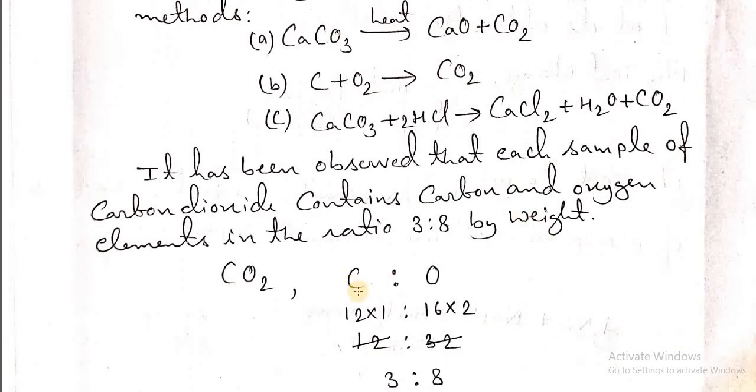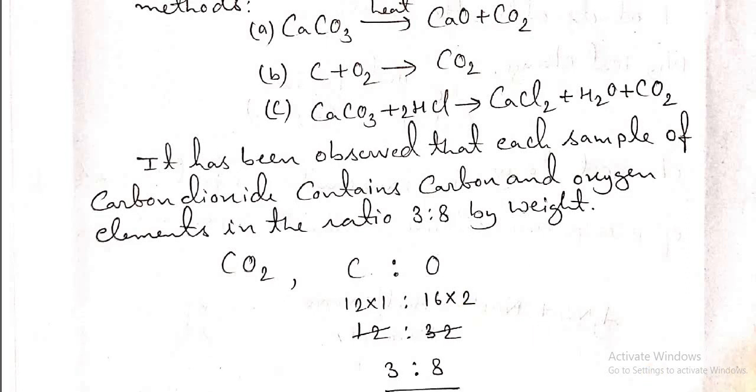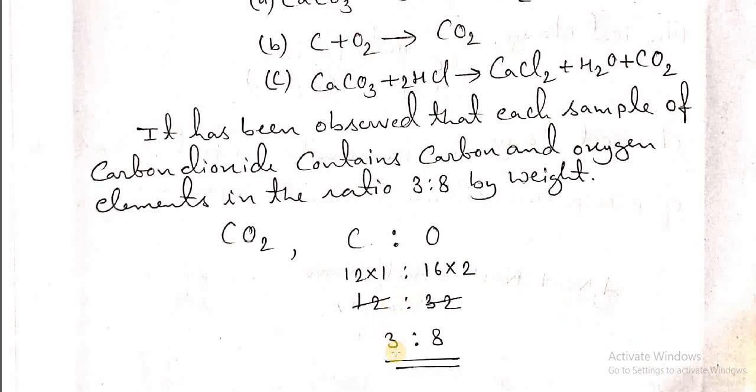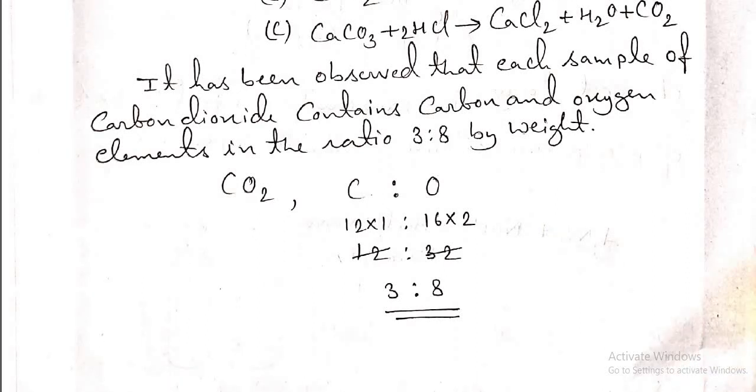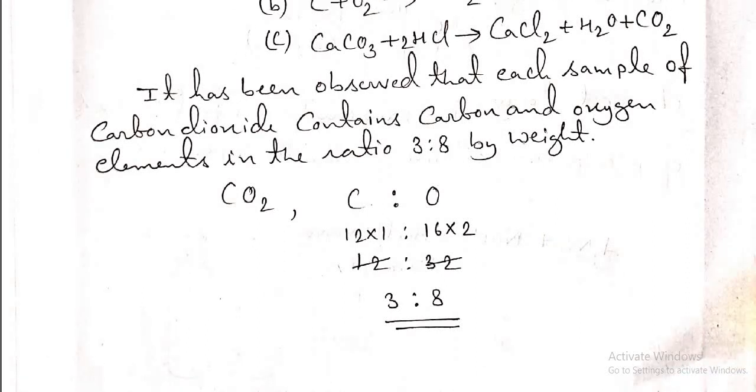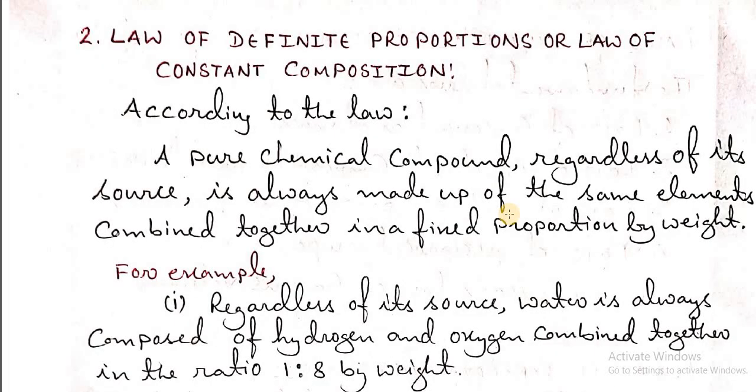Now how is it 3:8? In carbon dioxide, carbon is 1 and oxygen is 2. The atomic mass of carbon is 12, so 12 into 1 because the number of atoms is 1, and the atomic mass of oxygen is 16, so into 2, that is 32. So 12 is to 32. When you cancel by 4, 4 threes are 12 and 4 eights are 32, so you get the simplest ratio 3:8. So this verifies the law of definite proportion, or definite composition. A pure chemical compound, regardless of its source, is always made up of the same elements combined together in a fixed proportion by weight.